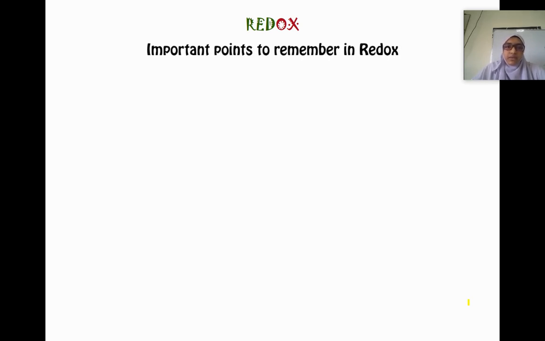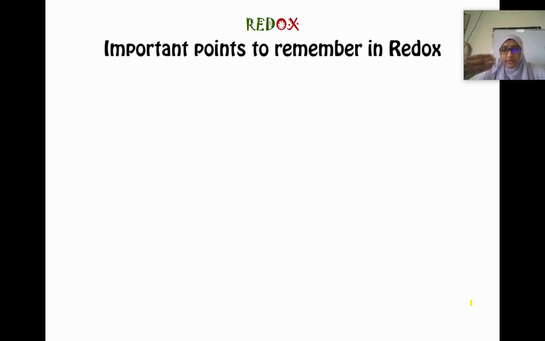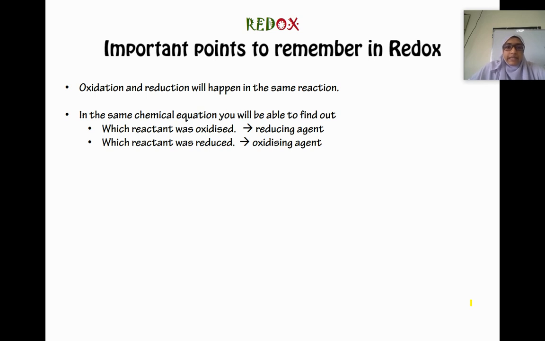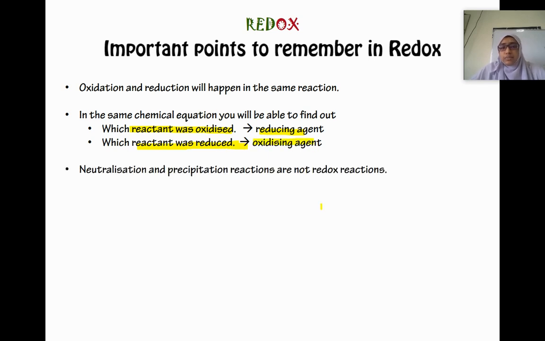Important points for you to remember in redox. Okay, this is a summary of whatever we've gone through so far. First, oxidation and reduction will happen in the same reaction. All right. And in the same equation, you'll be able to find out which reactant is oxidized, which reactant is reduced. The reactant that is oxidized is the reducing agent. The reactant that is reduced is the oxidizing agent. All right. Neutralization and precipitation are not redox reactions. So if you're given acid plus base, acid plus alkali, you can definitely cancel that out. It's not a redox reaction. The same for precipitation.